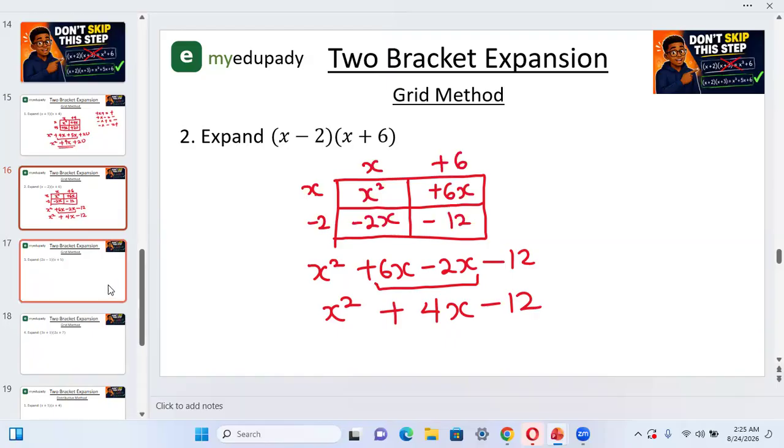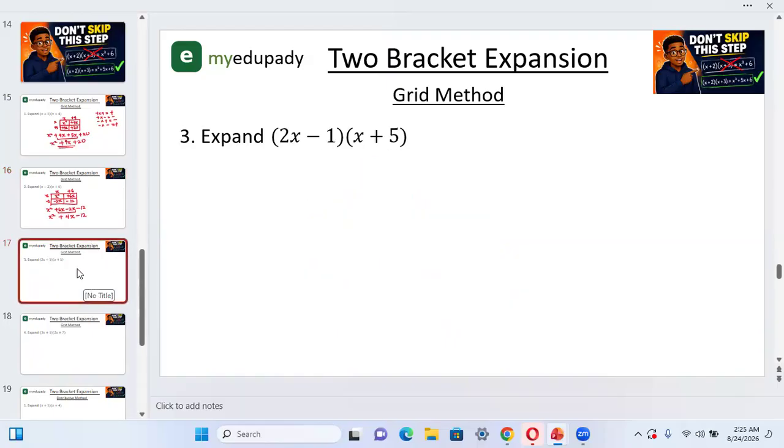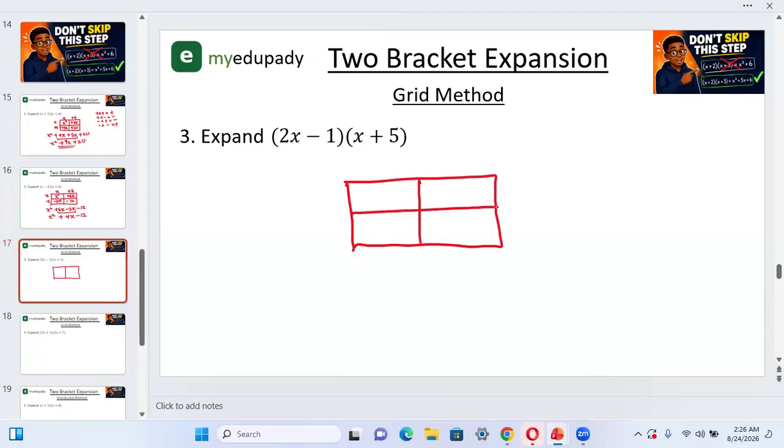Let's go ahead to take a look at some other question, still using the grid box. So we have this again, and the reason why we are using this is because we now have an interesting term, 2x, right? So what if we have a case like this? We are still doing the same method, and we have 2x here, minus 1, x here, and plus 5. So if you have 2x times x, that gives you 2x squared. Then 2x times plus 5, that gives us plus 10x, because 2 times 5, of course, is 10.